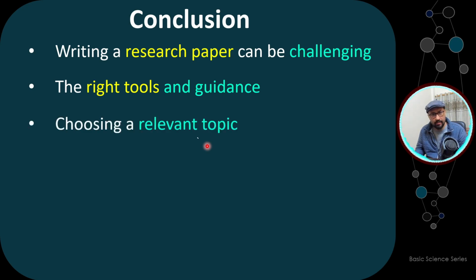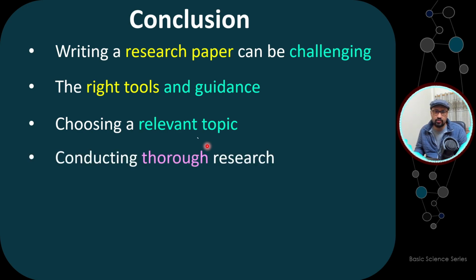Choosing a relevant topic is important. The topic should be relevant to your training and to the team. You should have some sort of experience in that particular area. At least you should understand the basic terms. You're a biologist, and you're trying to write a paper on mathematical concepts. Is it going to happen? No, it's not. Next, conducting thorough research. You need to do research on that particular topic.